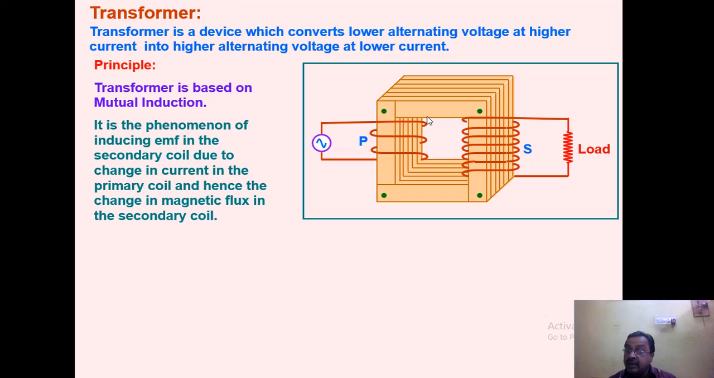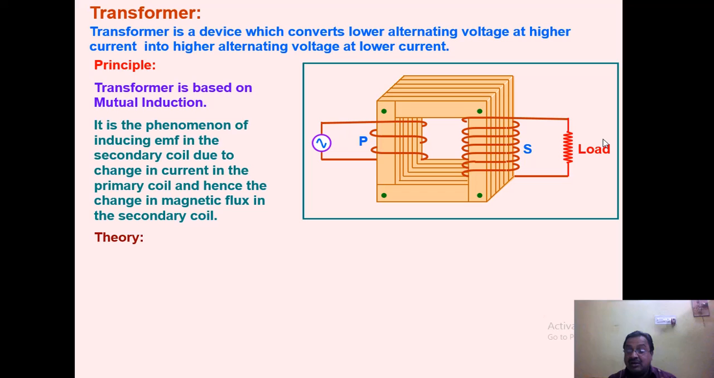And here the input source of AC is connected across the terminals of the primary. This is the AC source that provides input to the primary, but output is taken across the secondary across a load. It is a high resistance. Load is a high resistance across which output will be collected. So this is how the transformer is constructed, and generally how it works.